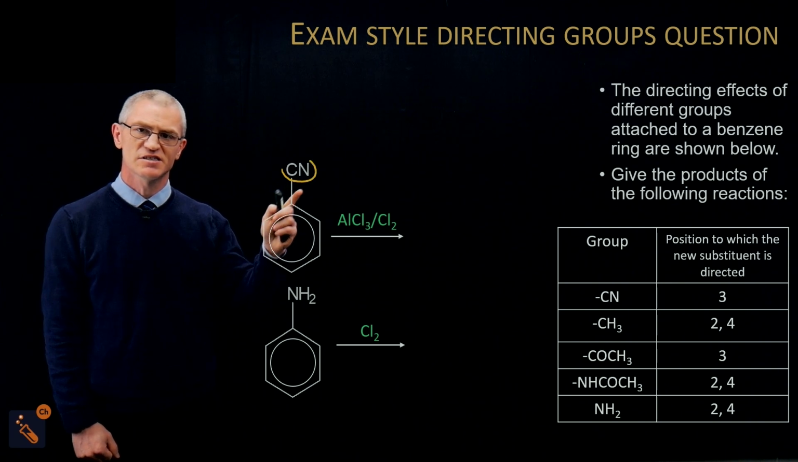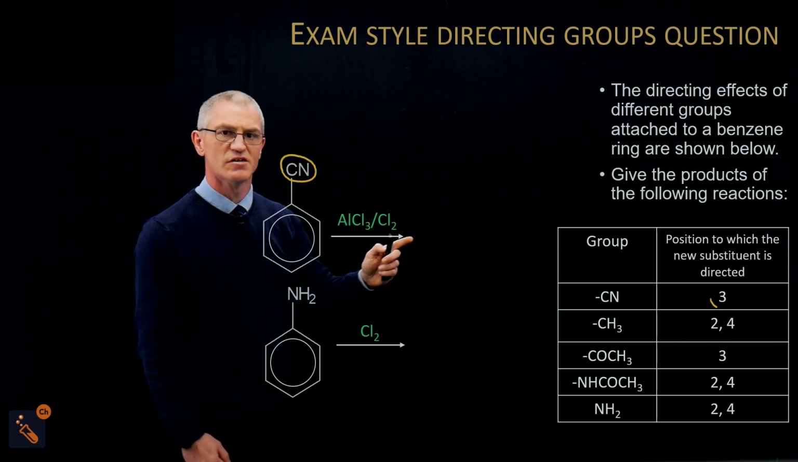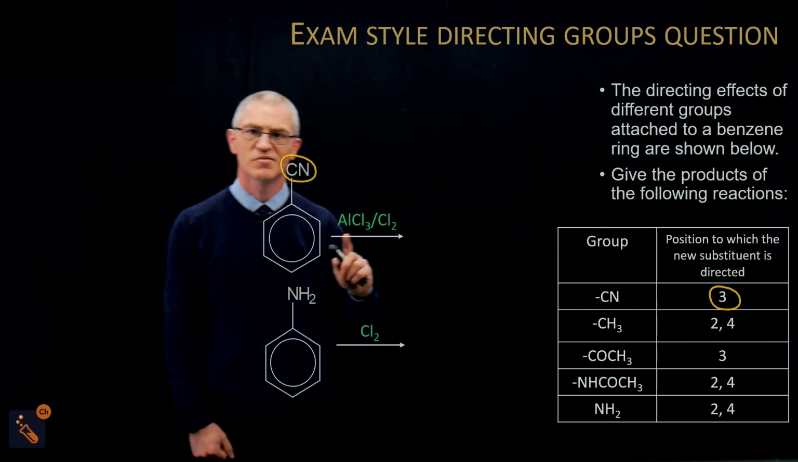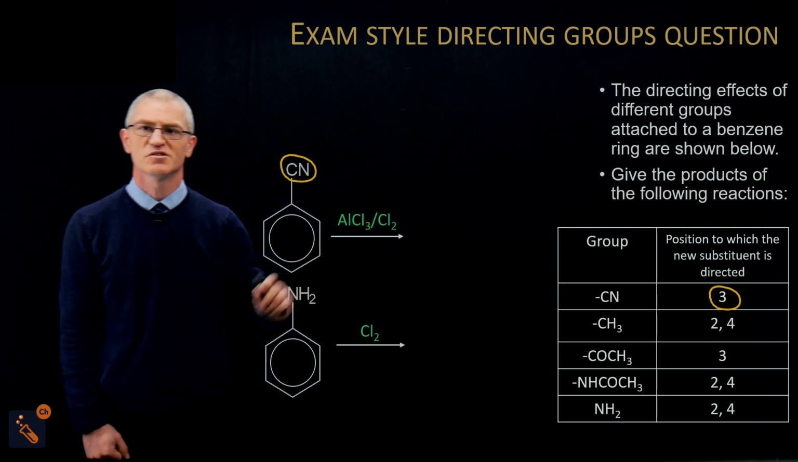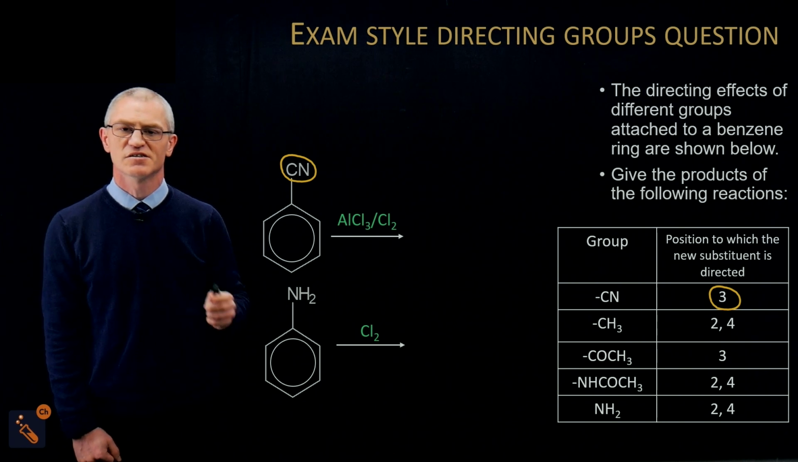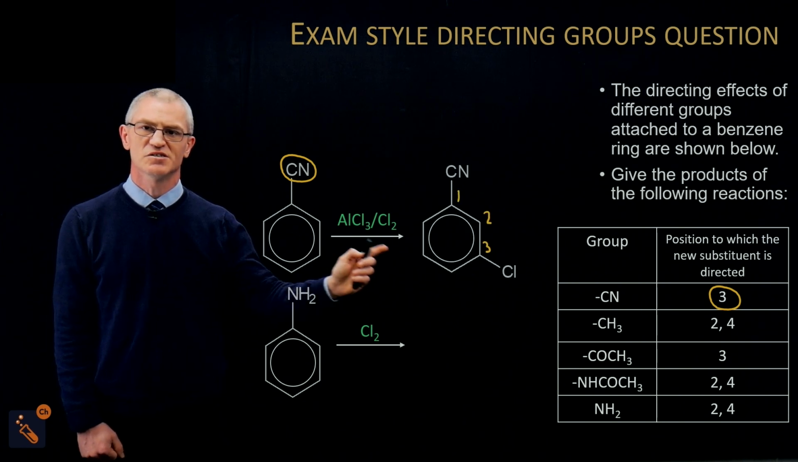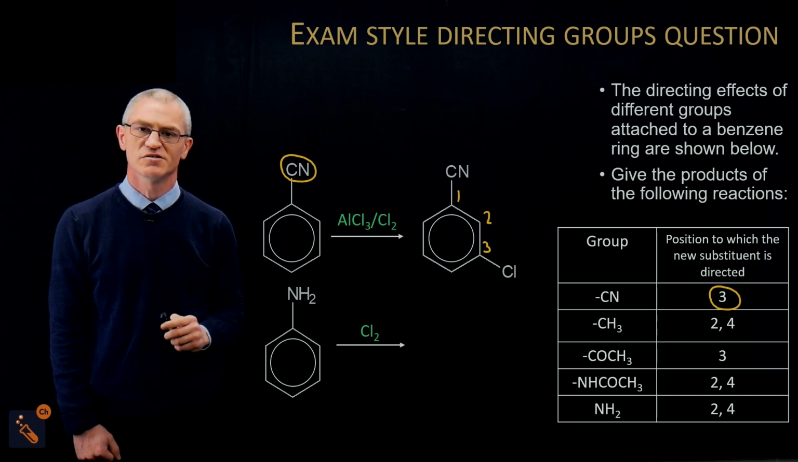First question is CN. I go across and I have a look, and CN is directing to number 3. That means my chlorine, which is going to be joined on because this is aluminium chloride, is going to go at position number 3. So again, it's position number 3, and that's the simplest kind of question that you will get.